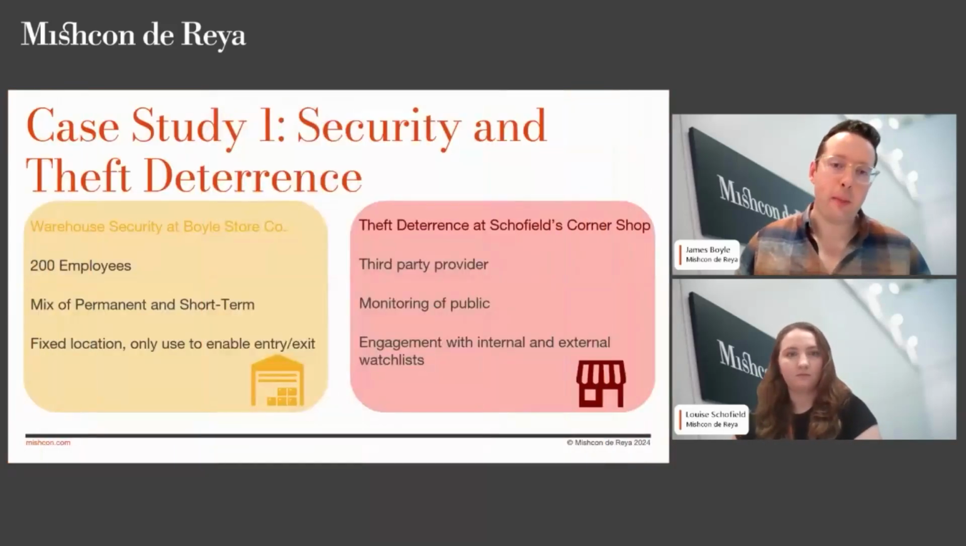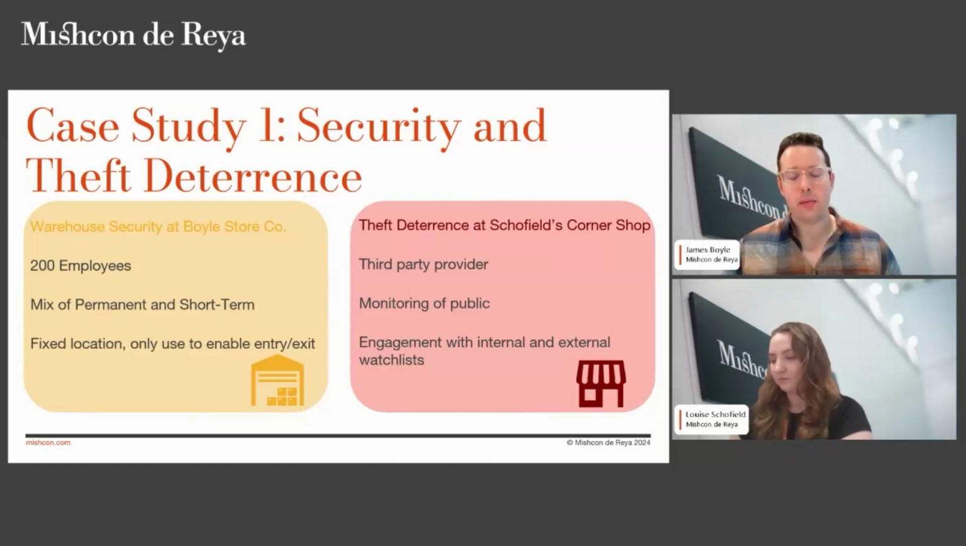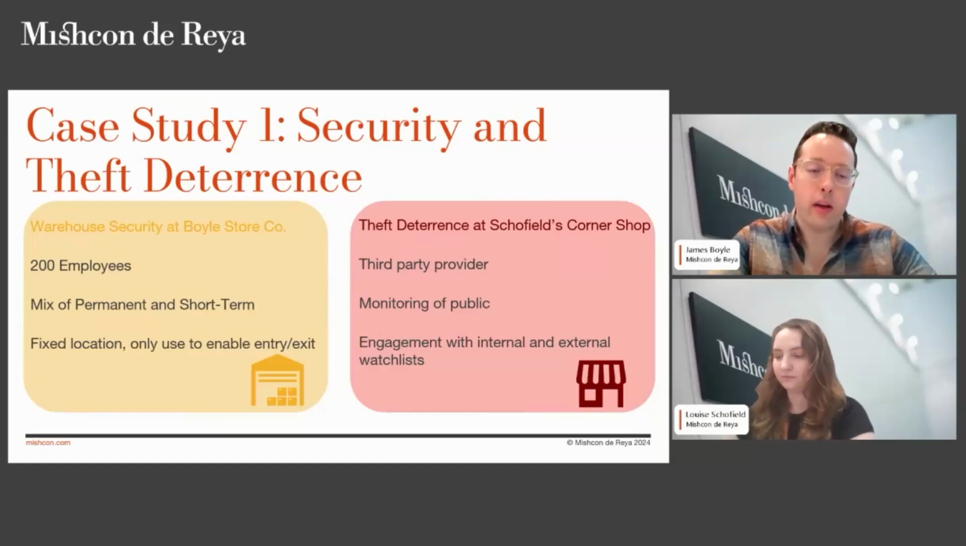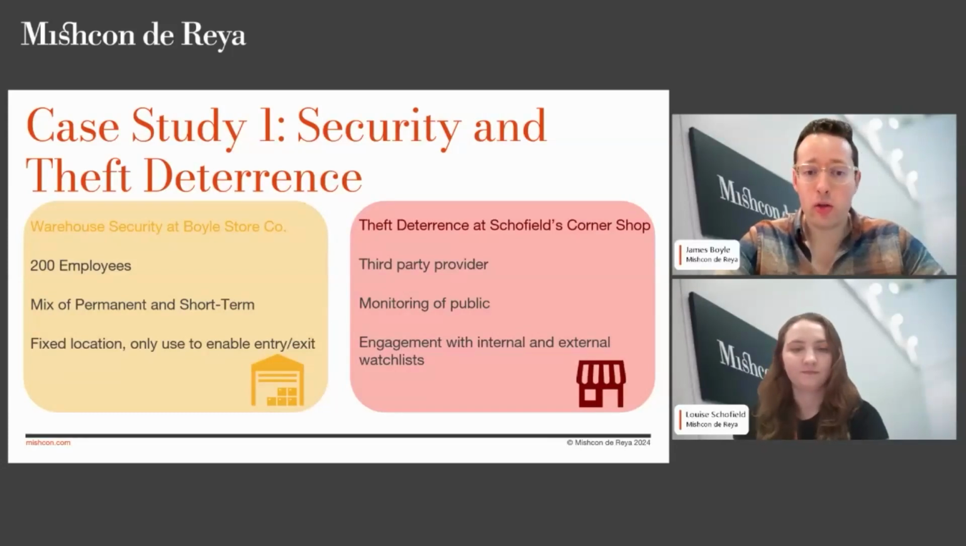And so what we're going to do now is look to anchor these key concepts into a couple of case studies. So what I'd like to do now is introduce you to two scenarios. So let's say in the first case that facial recognition technology is being introduced to improve warehouse security at Oil Store Co. They have approximately 200 employees, along with a mix of permanent and short-term staff. We're talking about a fixed location here, and the only use is to effectively enable entry and exit from the warehouse.